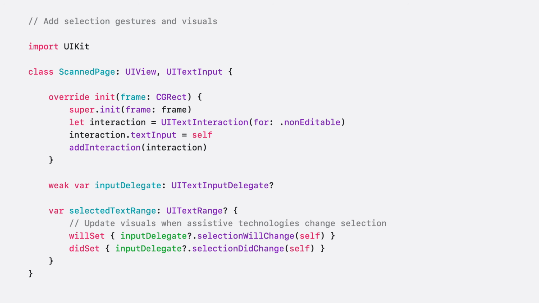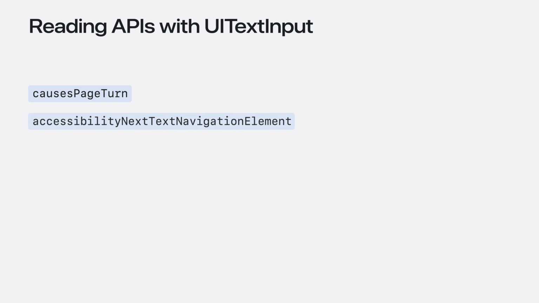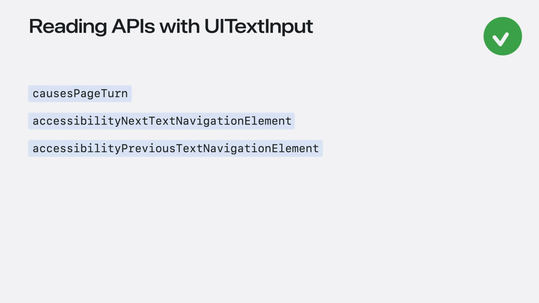Lastly, I want my selection experience to feel complete visually, with selection handles and highlights. To do this, I added a UITextInteraction to my page view and call the input delegate when my selection changes, so the system knows to update the visuals. This isn't required as part of the UITextInput implementation, but rounds out my app by matching expectations about the experience in a standard text view. UITextInput also works great in conjunction with the causesPageTurn and navigation element APIs, so I've made sure to implement those as well in the new version of my app.